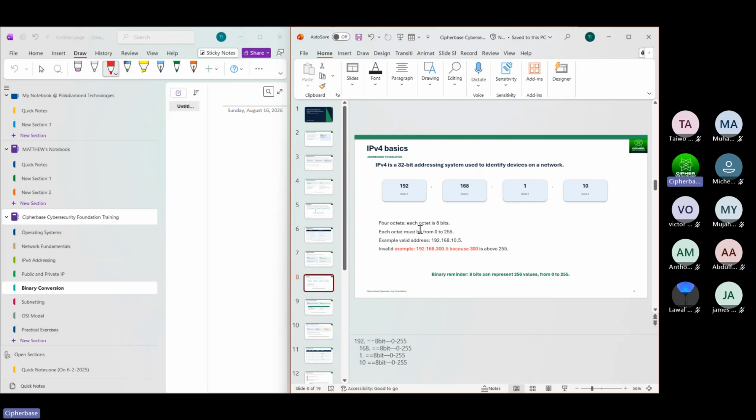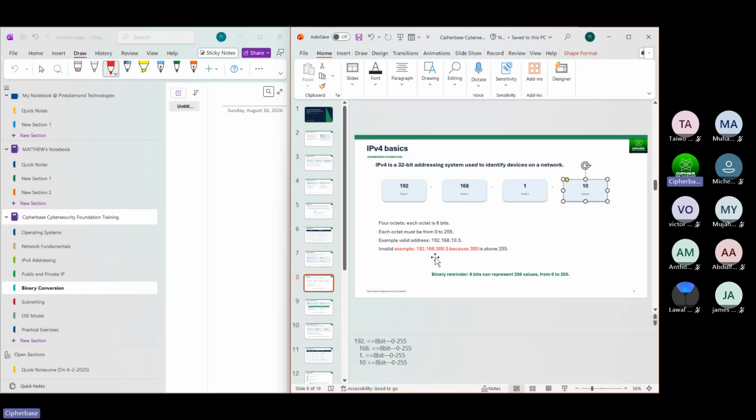There are 4 octets. Each octet is 8 bits. This is 8 bits, this is another 8 bits, this is another 8 bits, and this is another 8 bits. If you multiply everything together, you get this 32 bits. And each octet must be from 0 to 255. That is, this one can accommodate from 0 to 255, also this one, and this one, and this one. Then an example of a valid address is this.